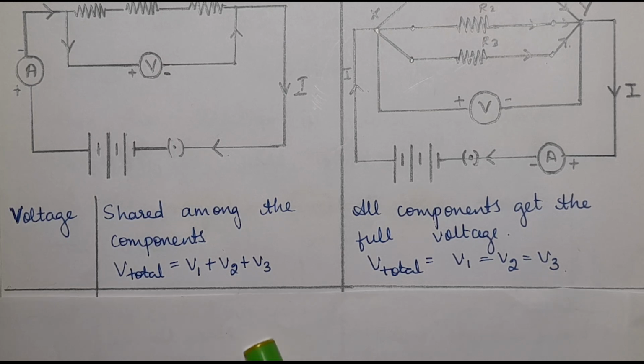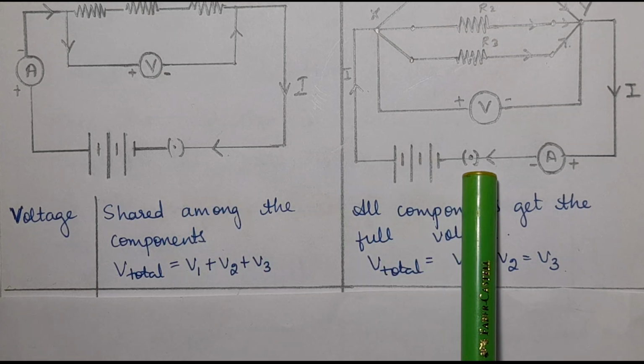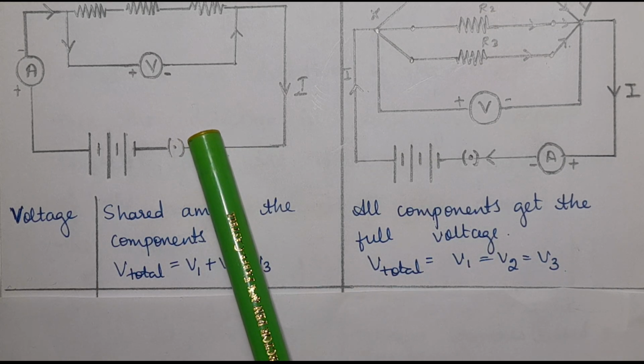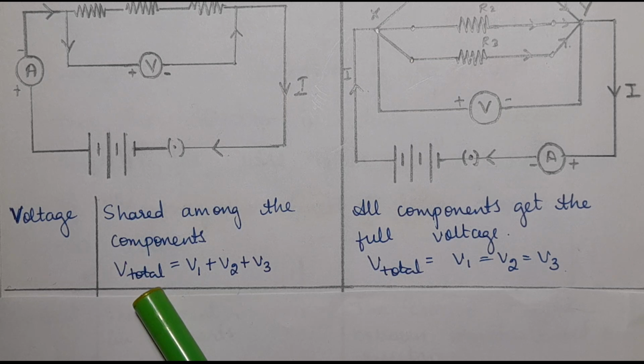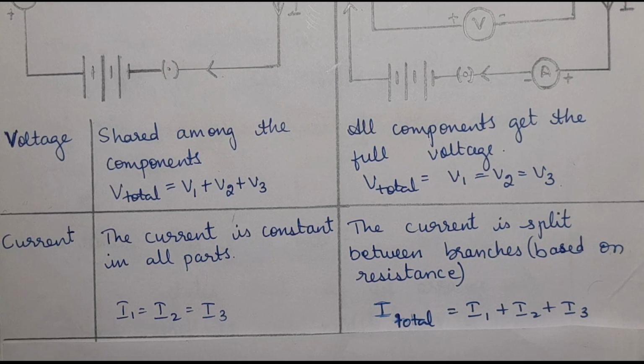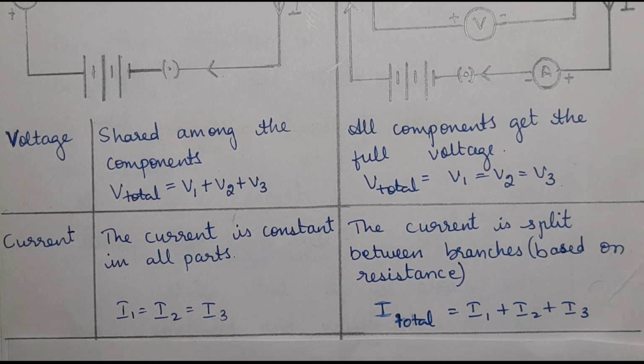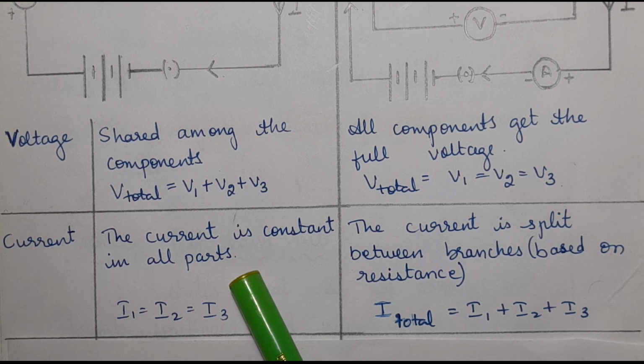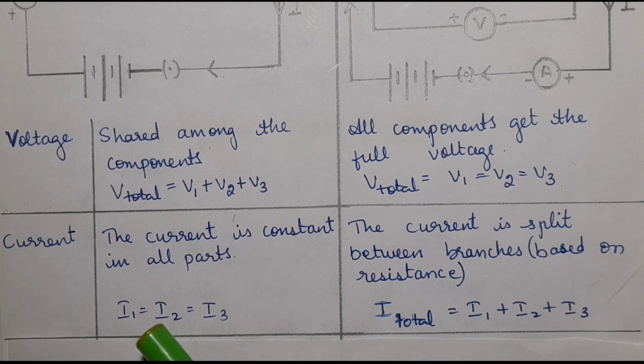So we came to know the differences between series and parallel circuits. The first point was the circuit diagram. The next one was the comparison with respect to voltage. Here comes the next point. Current is constant in all the parts. That is, the current through the first resistor is equal to the current through the second, which is also equal to the current through the third resistor. So in a series circuit, current is constant. It is the same among all the resistors.